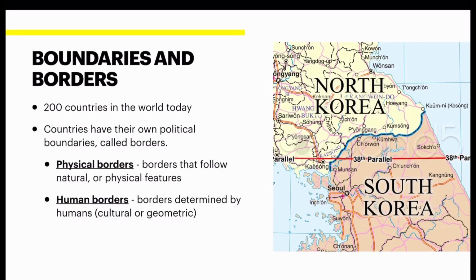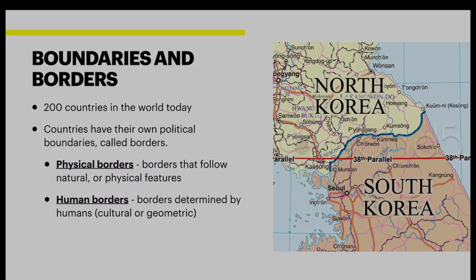Geometric boundaries are borders that are not based on natural or cultural patterns. Often they are just straight lines that are based on lines of latitude or longitude. As seen here in the picture, the border between North Korea and South Korea was established along the 38th parallel, or 38 degrees north latitude.